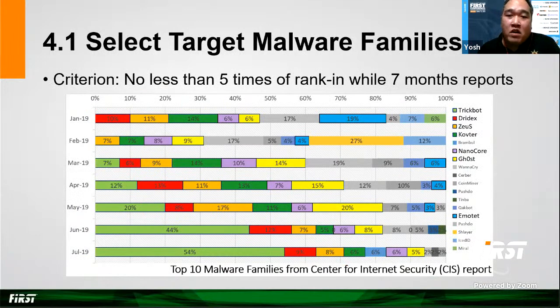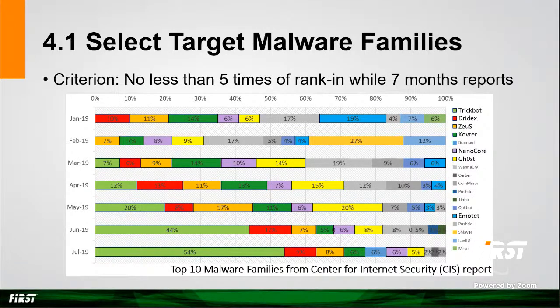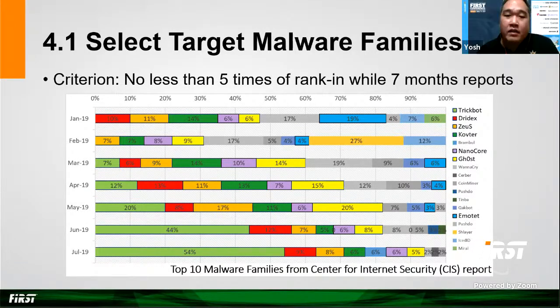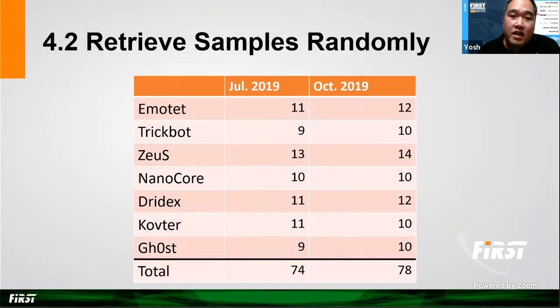To determine the target malware families, I referred to the monthly reports published by CIS. I chose malware families that had appeared in the rankings at least 5 times in the 7-month report at that time. We randomly selected from a hash list based on the CTI of 7 selected malware families and downloaded the samples present in VirusTotal.